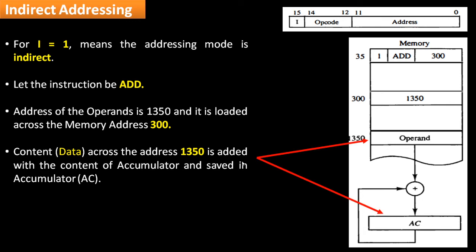Now the rest remains the same. After getting the address of the operand, the operand is added to the accumulator, where preloaded data is available. It gets added with the accumulator and is saved in the accumulator itself.